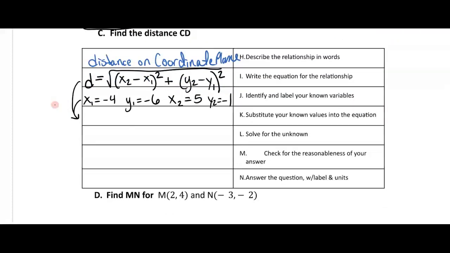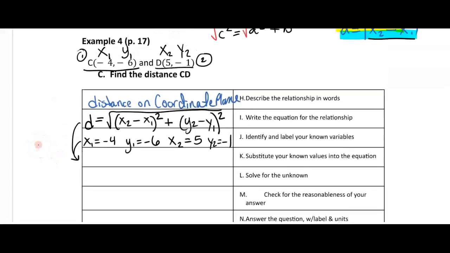So my distance, which in this case is CD that I'm trying to find, CD equals the square root of x sub 2, which was 5, minus x sub 1, which was -4. And again, we need to watch these double negatives. That's 5 minus -4, quantity squared.